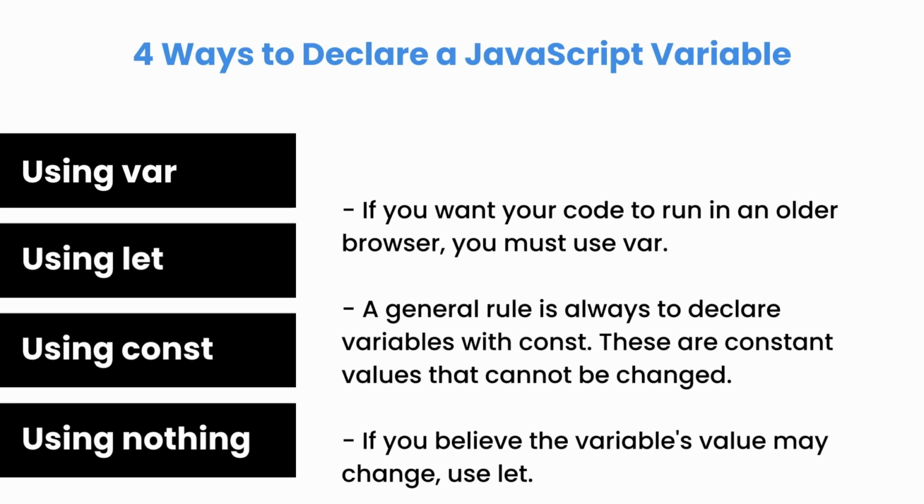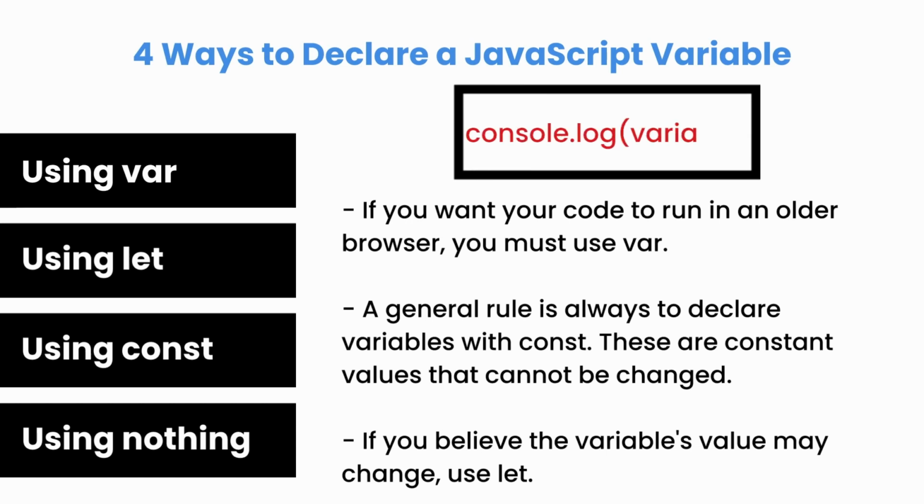We can debug variables by using the command console.log(variable) to check the variable type and value in the browser console.